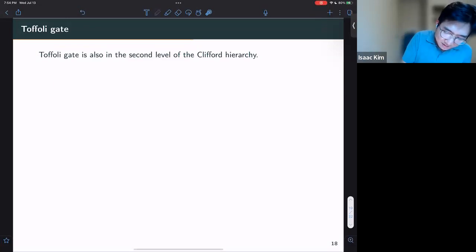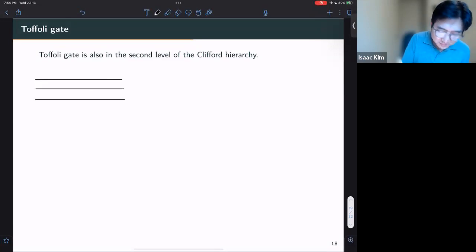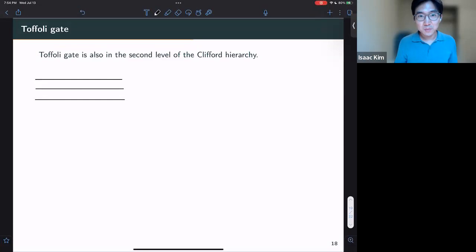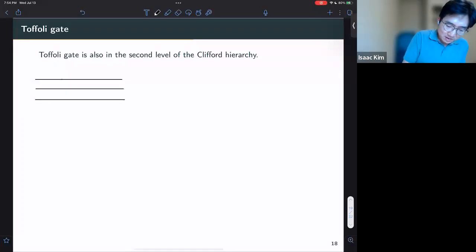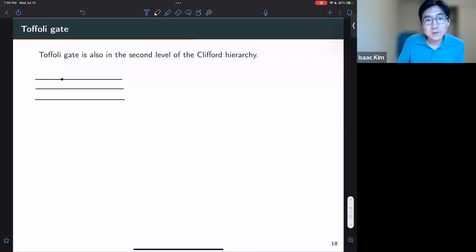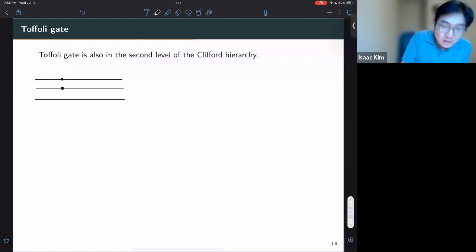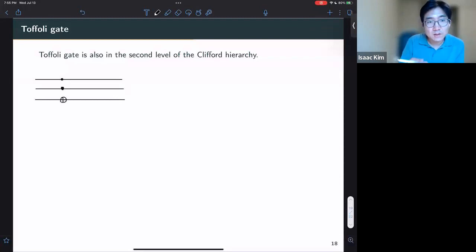To explain what the Toffoli gate is, it'll be easier to just draw the circuit diagram. So the Toffoli gate is acting on 3 qubits, and what it does is the following. I have one black dot, which, as I told you, means it's a control qubit. I have another black dot, so you have 2 control qubits. And you have this plus sign, which is basically a NOT operation. And the gate looks like this.